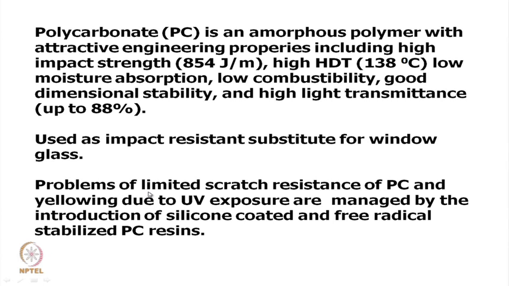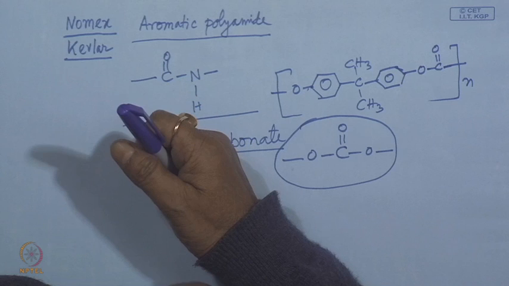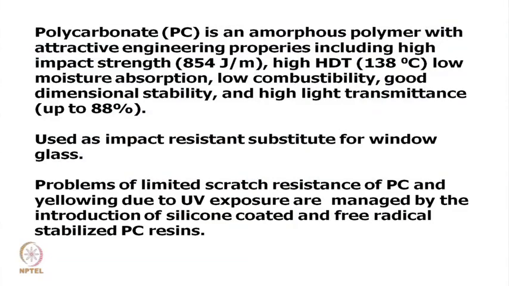The problems of limited scratch resistance of polycarbonate. Now, polycarbonate has one limitation: scratch resistance is not good. Not only that, polycarbonate starts yellowing when it is exposed to UV light. There is a high percentage of UV light in sunlight, and there are certain regions where the UV percentage is more. So, in that area polycarbonate starts yellowing, that means yellow color is developed in the polymer, although its transmission property is good.